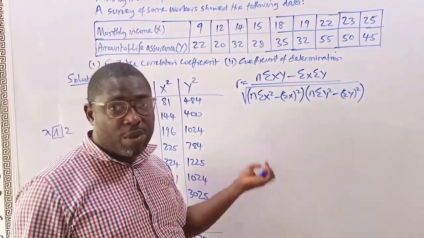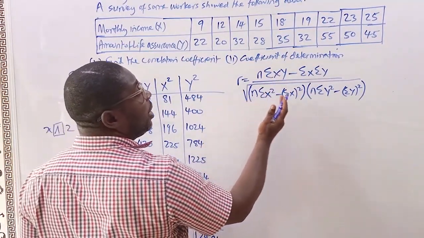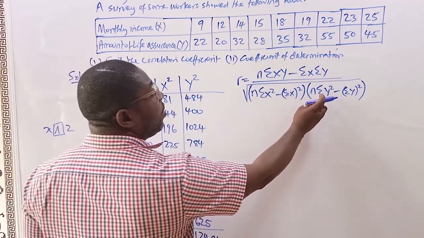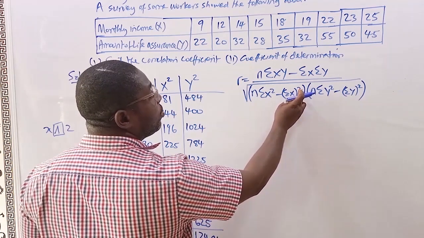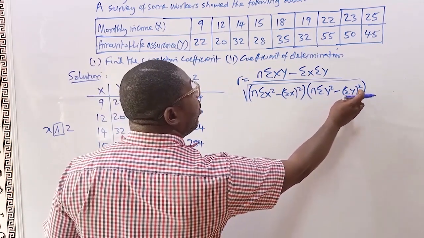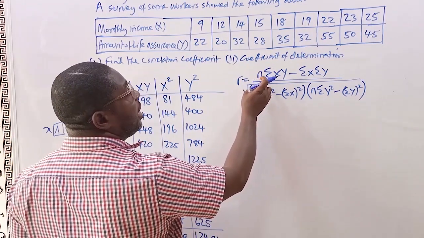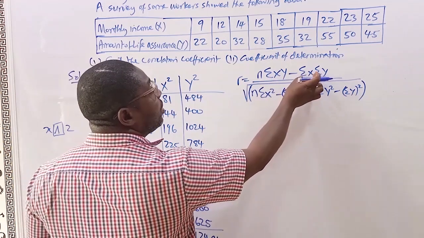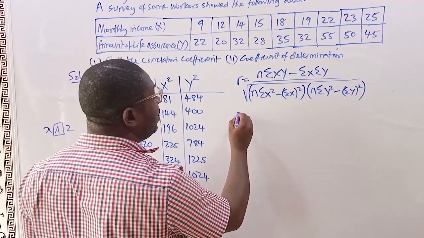Please take note of the pattern of the formula. We have x's on one side and we have y's on one side. We have the summation x squared here and we have the summation y squared here. Then we have summation x all squared and we have summation y all squared. Up here we have the n times summation xy, which is that one we got. Then summation x, summation y. This is the formula that we have to deal with.